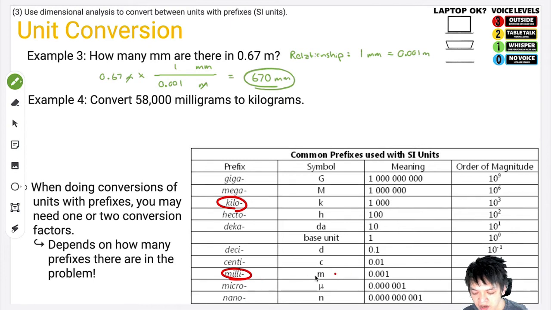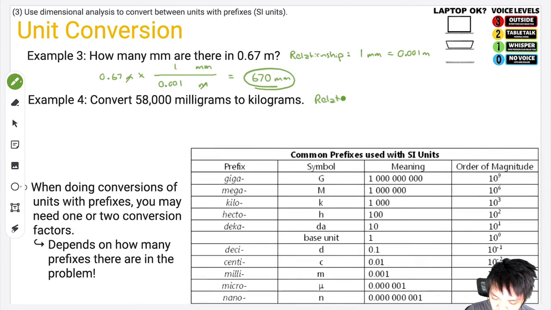Milli, milligrams. I know that I can write the relationship between milligrams and grams. That's how you read these tables, right? So 1 milligram equals 0.001 grams. That's one of the relationships. And the other relationship involves kilograms, right? So I'm looking at kilo. Do the same thing. 1 kilogram is equal to 1,000 grams. That's the second relationship we need here. So I'm going to write both of these down.